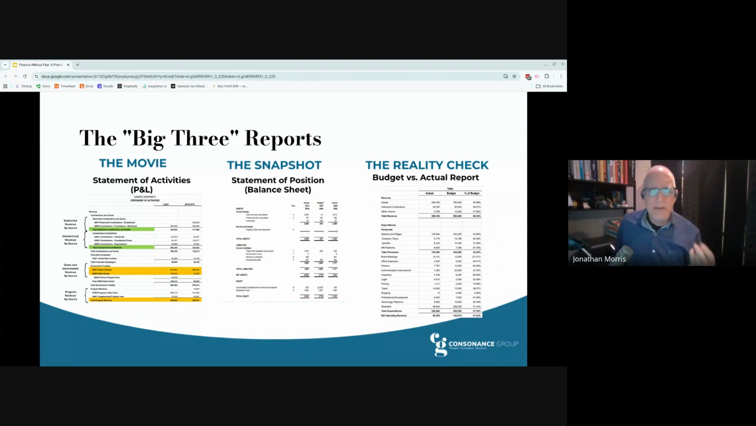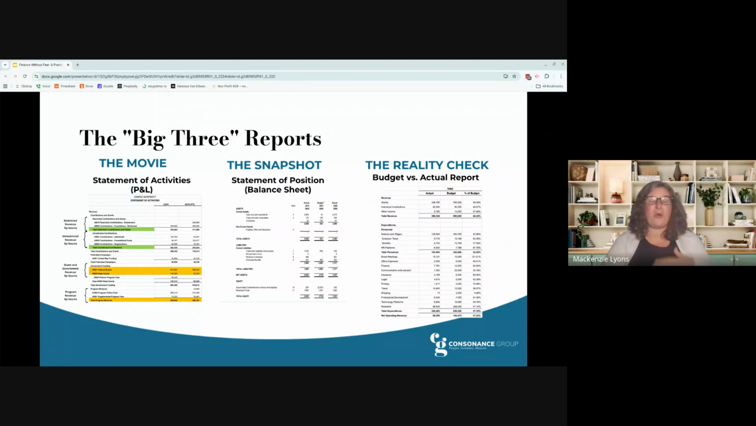Right. So the P&L, the profit and loss, is the story of your organization over a period of time. It shows what came in, revenue, that's the top half of the report, and what went out, the expenses, shown at the bottom. And what's left, the change in the net assets for the time period you're looking at, whether that's a month, a quarter, a year, is at the bottom.